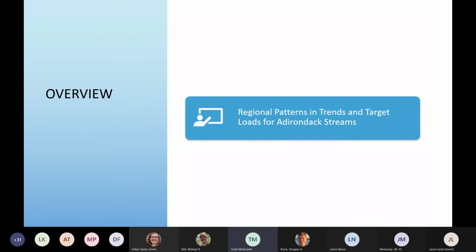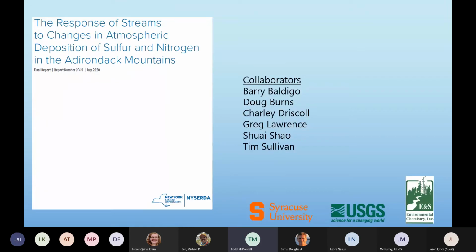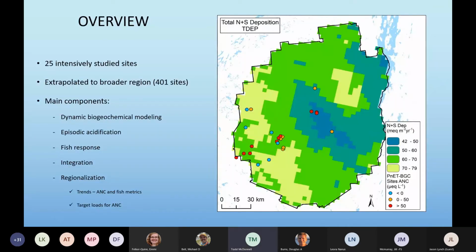So, onto the Adirondack project that we recently completed in collaboration with several folks at Syracuse University and USGS. This work was wrapped up in a report for NYSERDA, the New York State Energy Research and Development Authority. As an overview, we focused on 25 intensively studied sites throughout the Adirondacks, and then extrapolated those results out to the broader region. We had about 400 stream sites that we were able to extrapolate to.